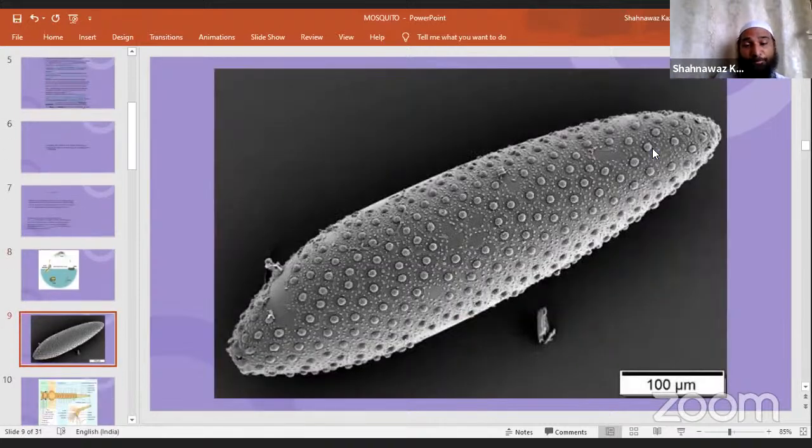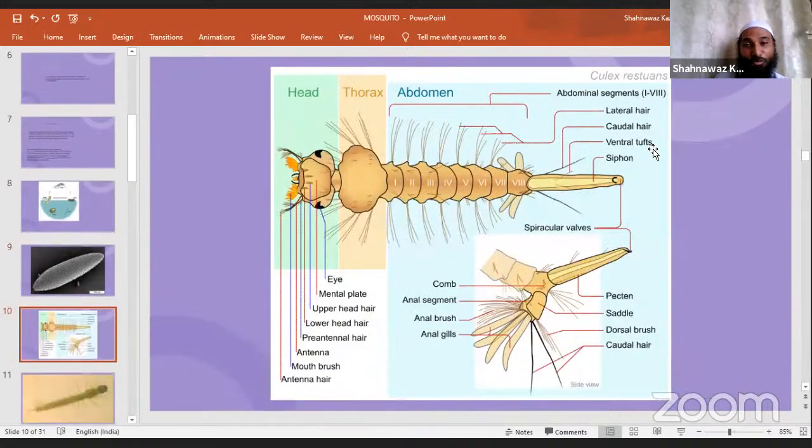This is the electron microscope photograph of an egg, a single egg. See how beautifully Allah Ta'ala has designed that hexagonal pattern with small kind of proteins coating that larva. So this photograph by itself is amazing. So I thought of putting it.